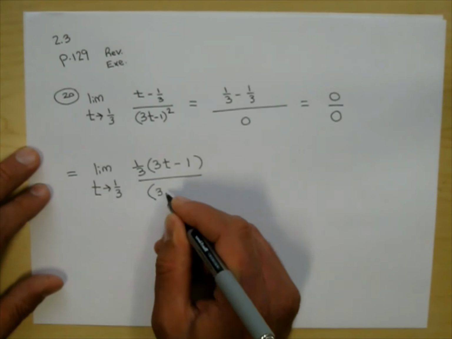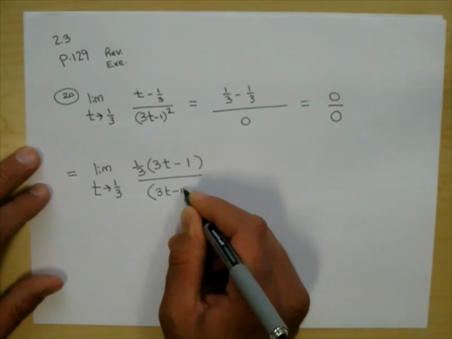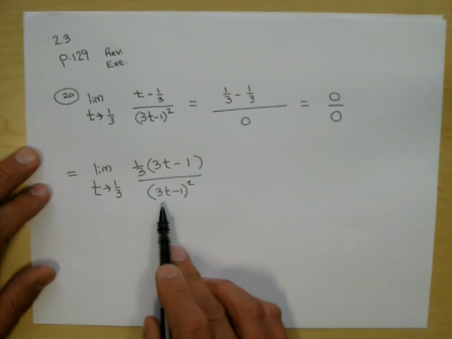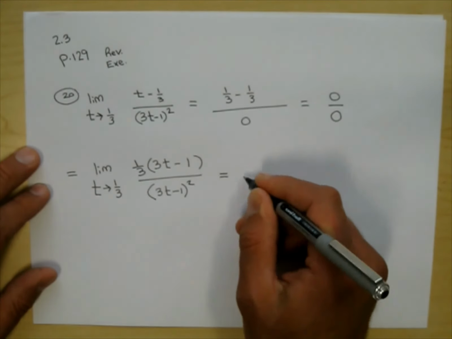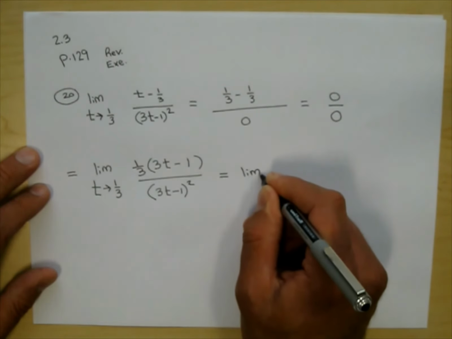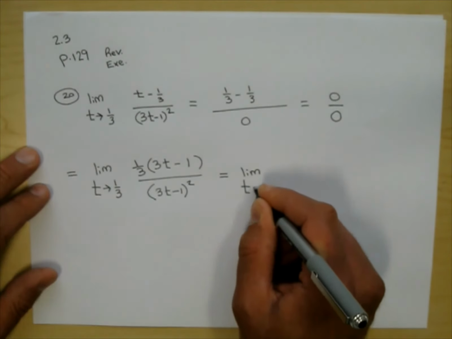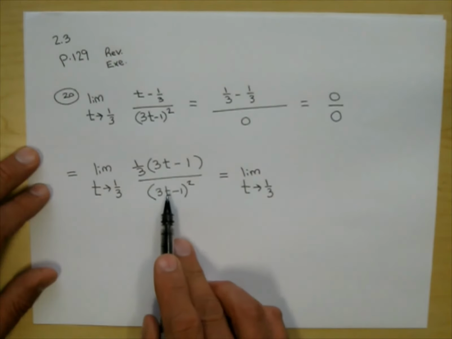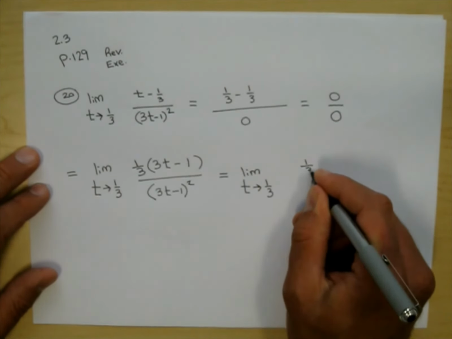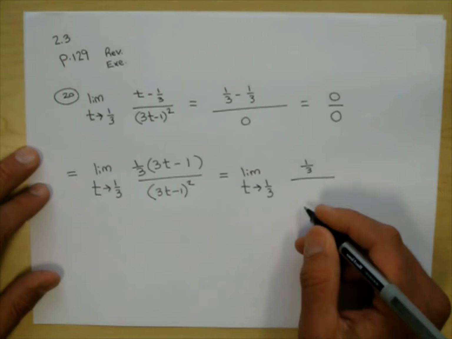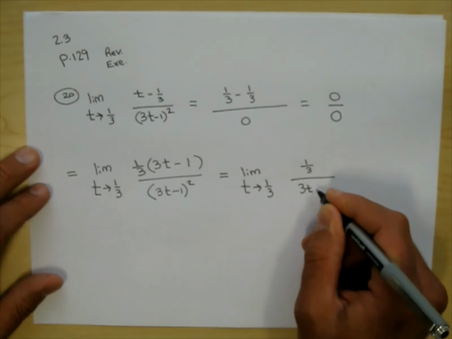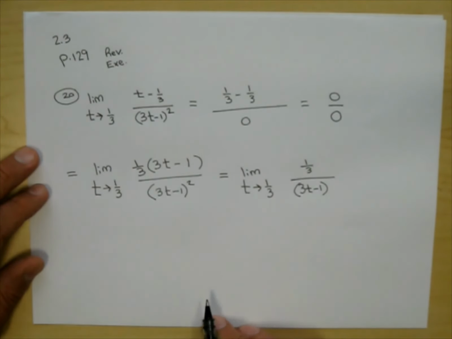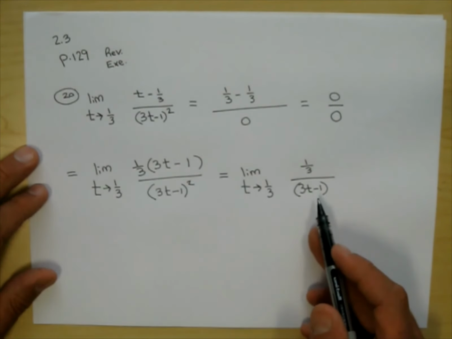And look at the bottom. The bottom is 3t minus 1 squared. So you can cancel. This gives you the limit as t approaches 1/3. And those guys cancel. So you'll just have a 1/3 on the top, and on the bottom you have 3t minus 1, just one of those.